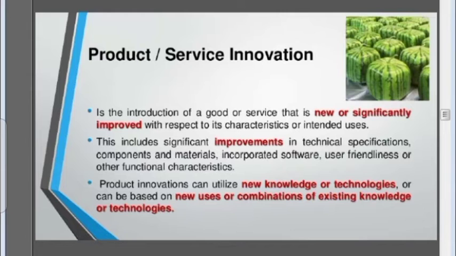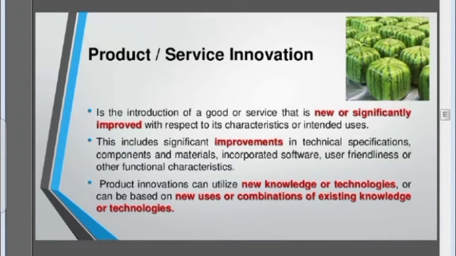Product innovations can utilize new knowledge or technology, or can be based on new uses or combinations of existing knowledge or technology.